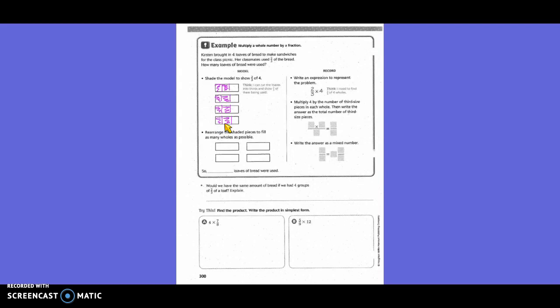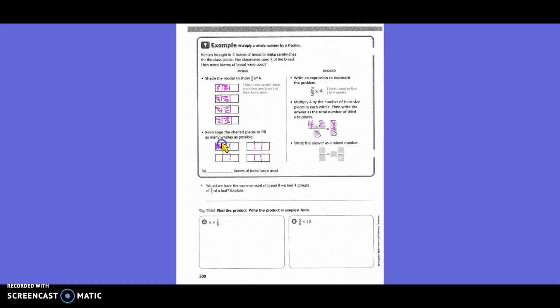We use our denominator to decide how many pieces to break it into, our numerator to decide how many to color. So we had how many loaves of bread, guys? 4. We colored in 2, and what was our denominator the whole time? 3. So 4 times 2 is 8, and then 3 is our denominator because it stays the same. So how many pieces did we break the bread into? 3. And now we know 8/3 needs to be colored in.